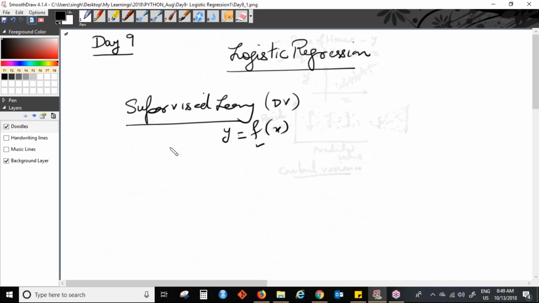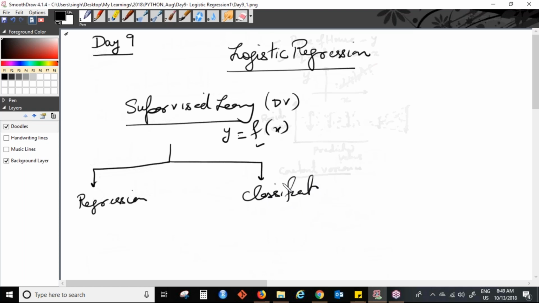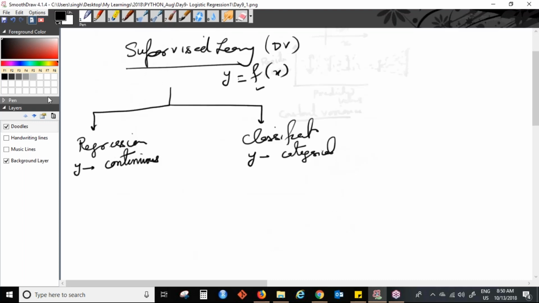This is supervised learning. If you remember, supervised learning is divided into two parts. One is called regression and one is called classification. Okay, so in case of regression, your y is continuous. In case of classification, your y is categorical. Okay, so we have seen one algorithm for regression. So we have seen one linear regression.